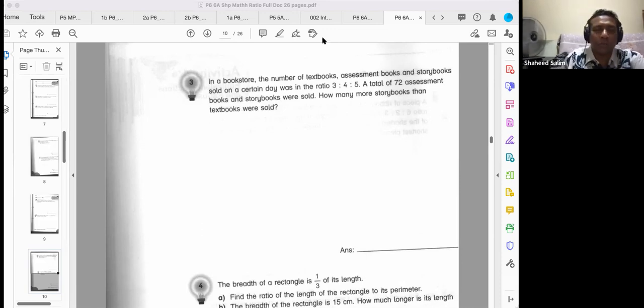Okay, let us do the working. For textbook we use the letter T, or you can use the word ta, but we are not writing in Arabic, so T. Assessment book we can put A, and the last one, storybook, S.